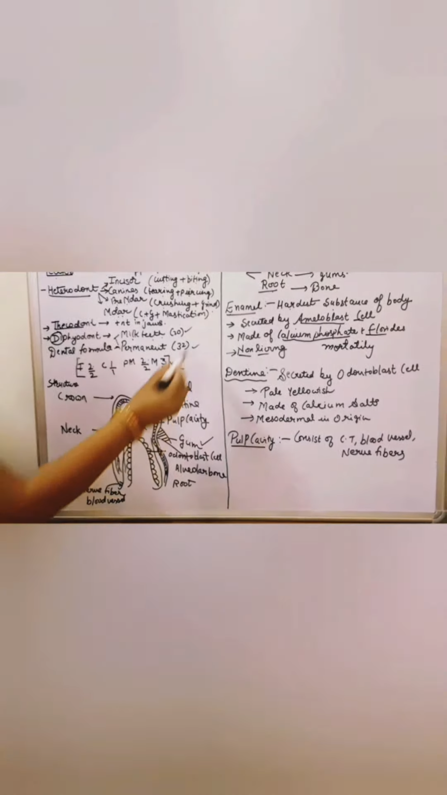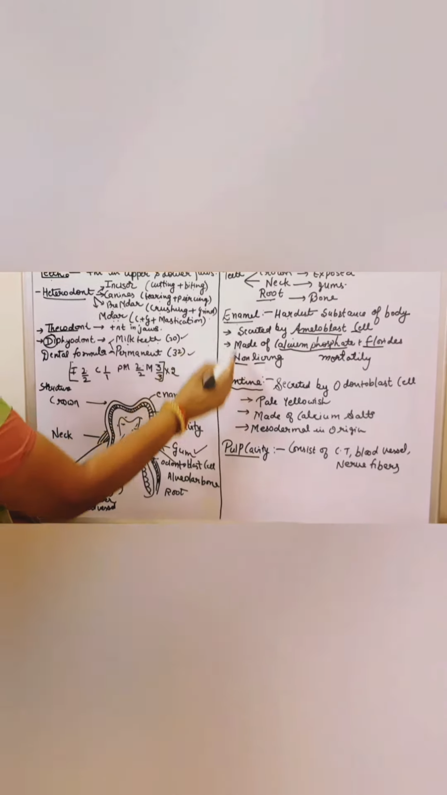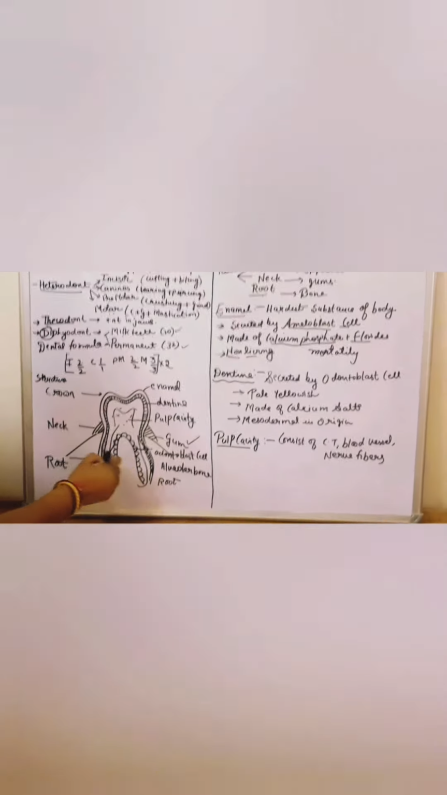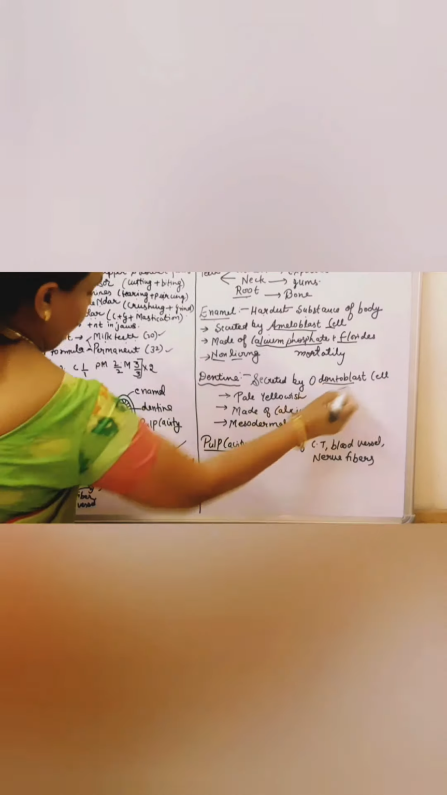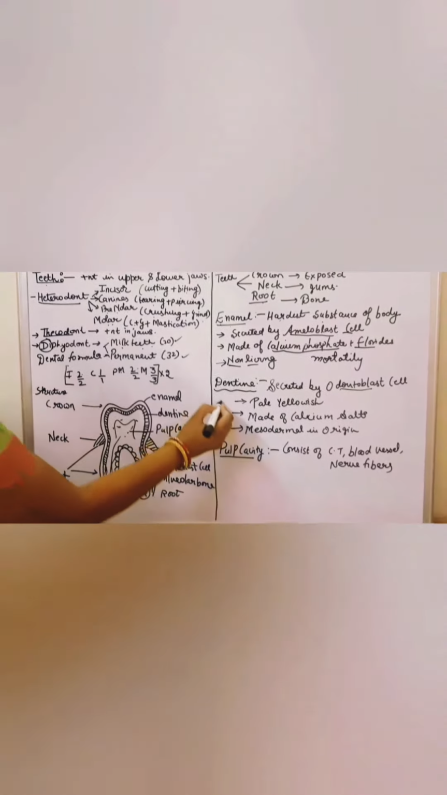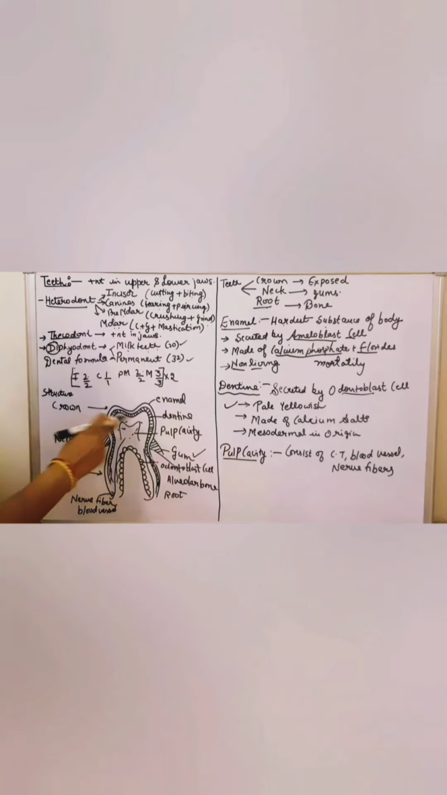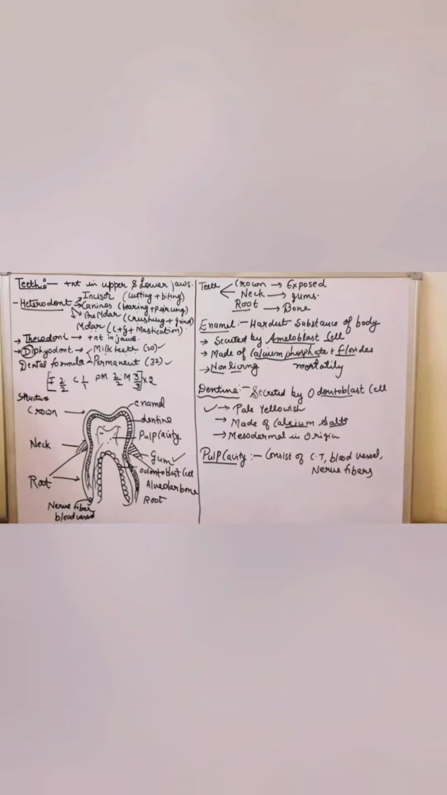Next to enamel is a second layer, which is dentine, and is present all over the structure. Enamel is present only in the exposed region, whereas dentine is present in the whole part of the teeth. It is secreted by odontoblast cells. It is pale yellowish in color and is also made up of calcium salt. It is mesodermal in origin.